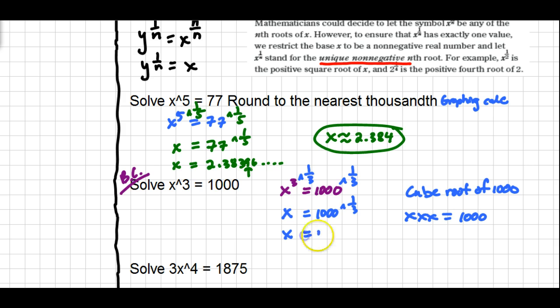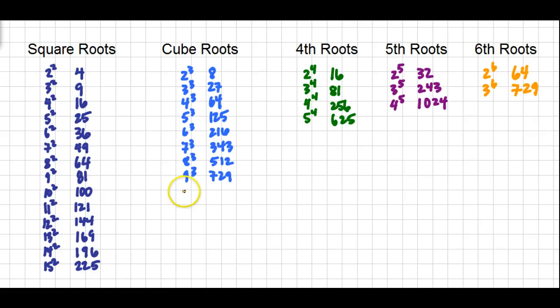Hopefully students know, either they know it or with a little trial and error they could say that x equals 10. And so if students wanted to add that to the roots page, they could. So they could add here 10 to the 3 equals 1,000.